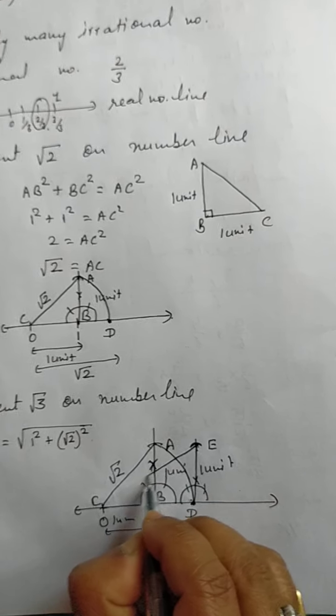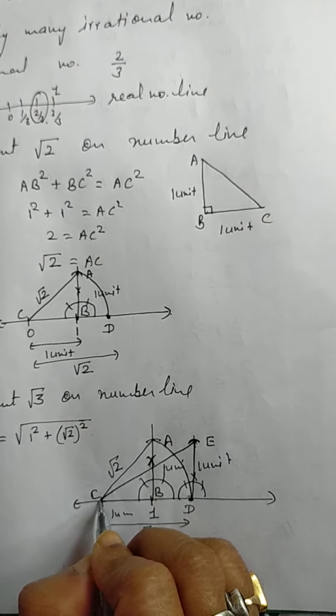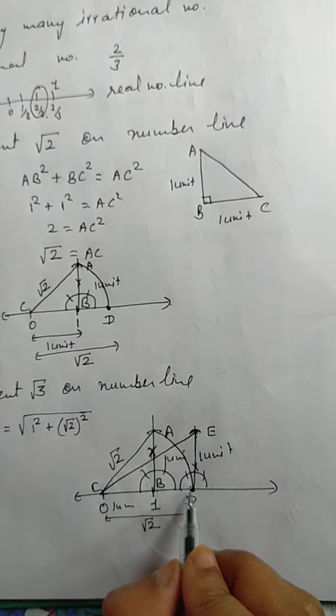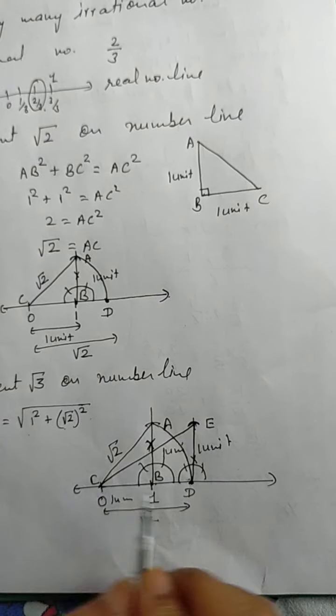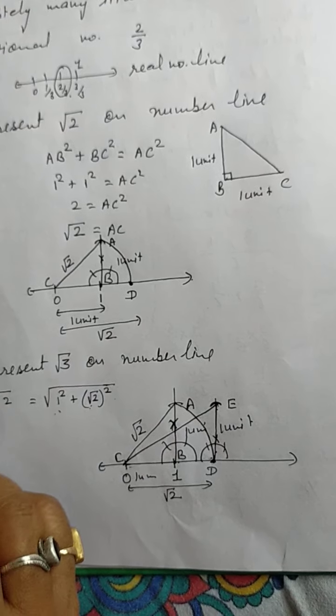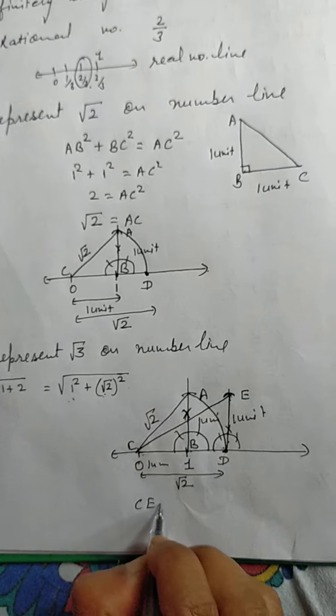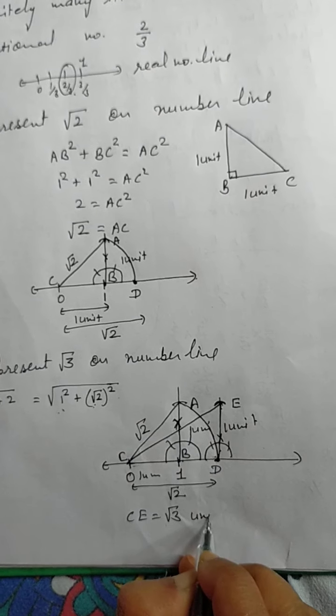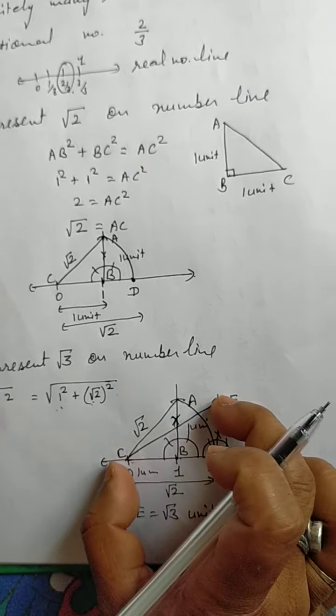You join E to C with the help of scale. Then this is square root 2, this is 1. Apply Pythagoras theorem. Square root 2 square plus 1 square is equal to 3, so the square root is square root 3. So the length of CE is square root 3 units. So this is the representation of square root 3.